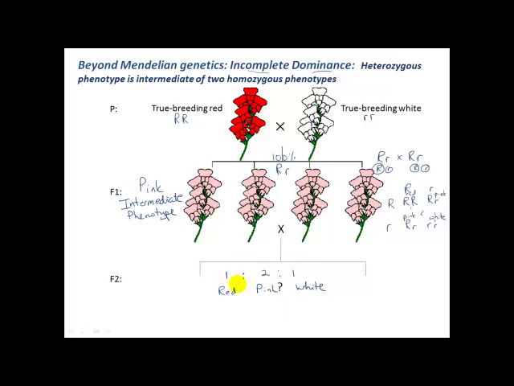So the reason that we know that this isn't blending inheritance is that we get back our original parental traits in the F2 generation. There's nothing that happened to these characteristics, red and white. They weren't irreversibly blended in the offspring. Those gene alleles are still present. We just have to combine them in the right ratios in order to see those phenotypes reappear in subsequent generations. Okay, so that's incomplete dominance.